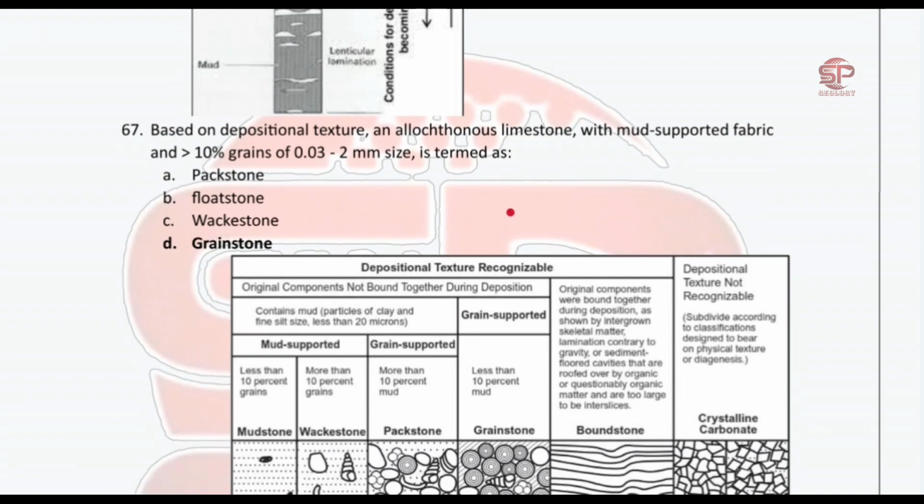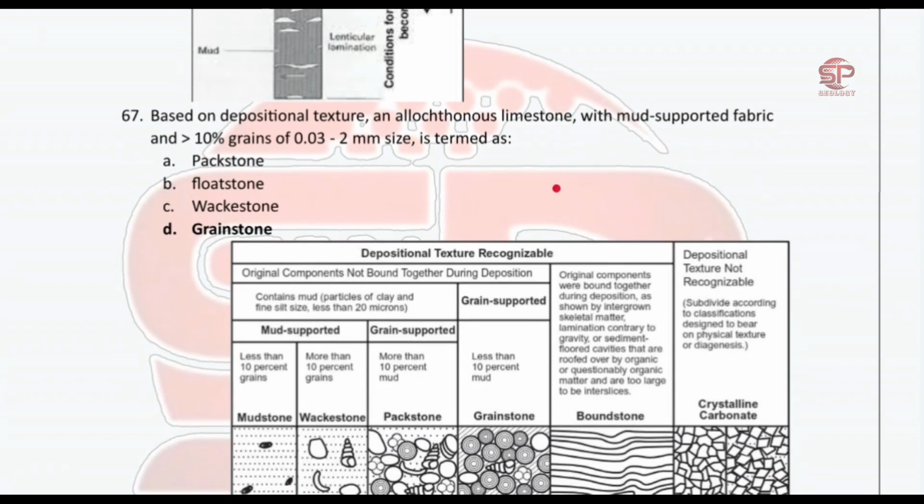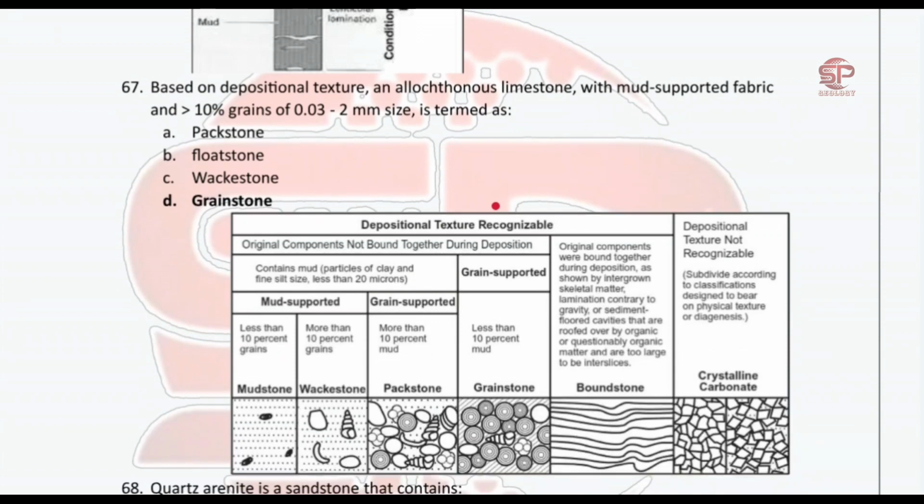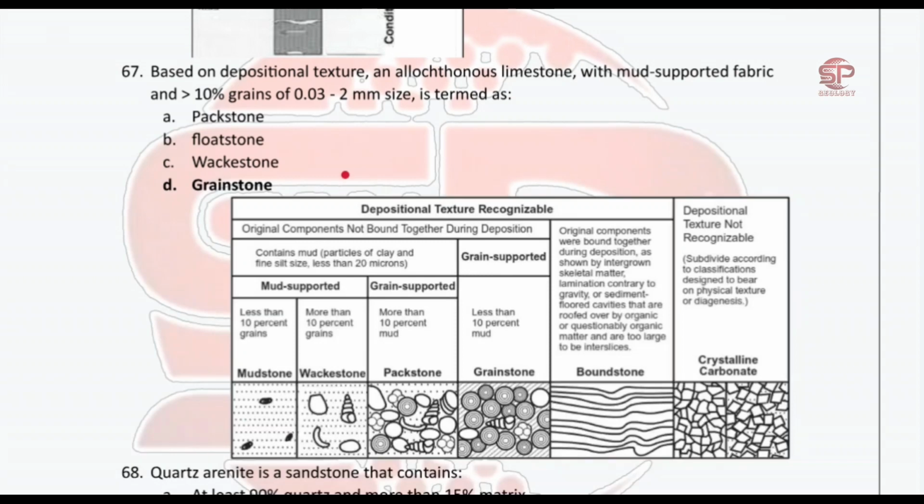Then based on the depositional structure in allochthonous sediments, limestone with a mud supported fabric and greater than 10% grains will be wackestone. It will be wackestone.